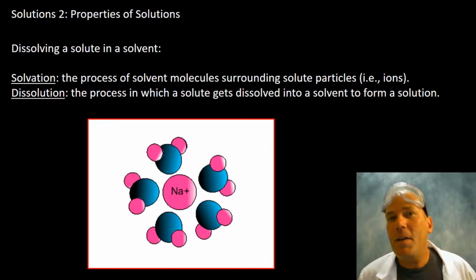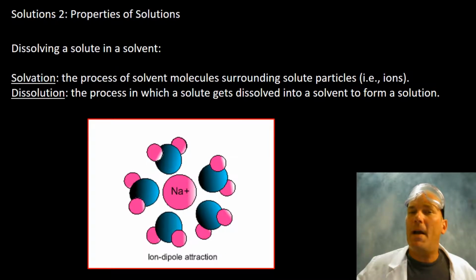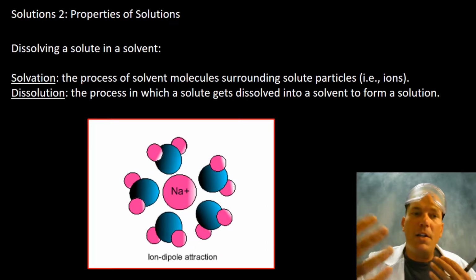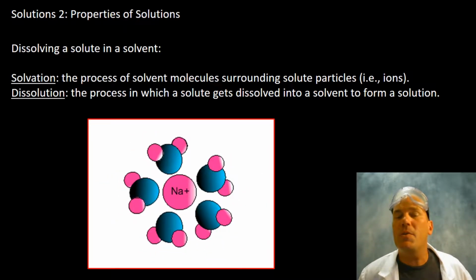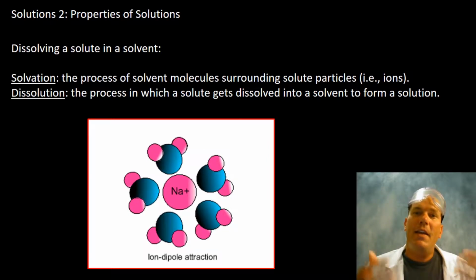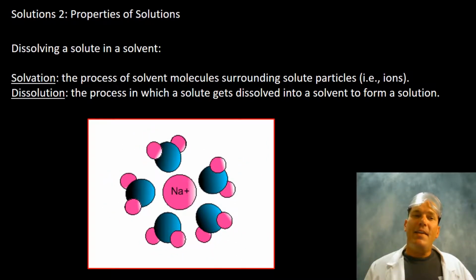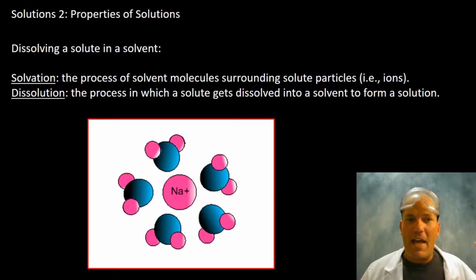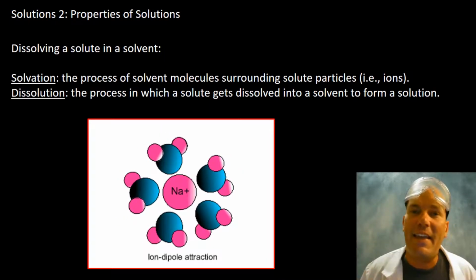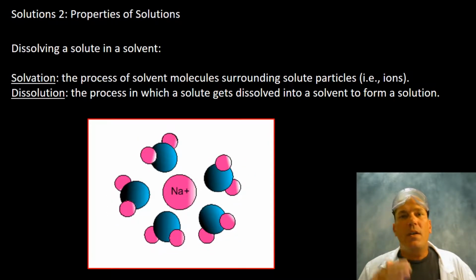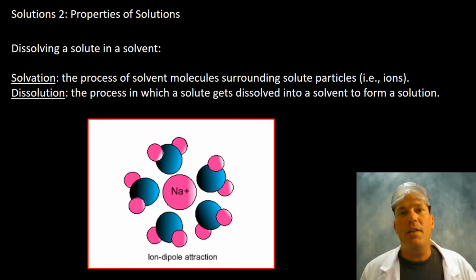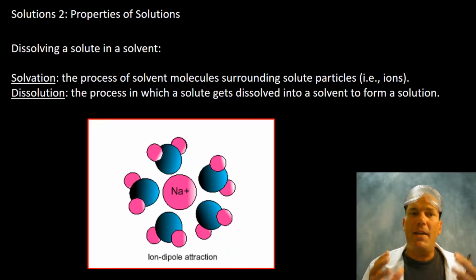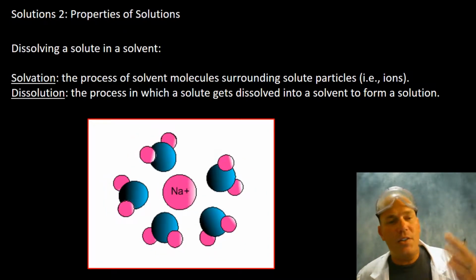Now, this is something, depending on the order that you viewed podcasts and that I've assigned them, because it'll vary from year to year, you may have already been introduced to these two terms when we talked about writing net ionic equations. These are the ideas of the process of dissolving. What does that include? What does that actually entail? Well, it entails both solvation and dissolution, and these two terms are often used interchangeably, so I want to make sure to make a distinction between the two.